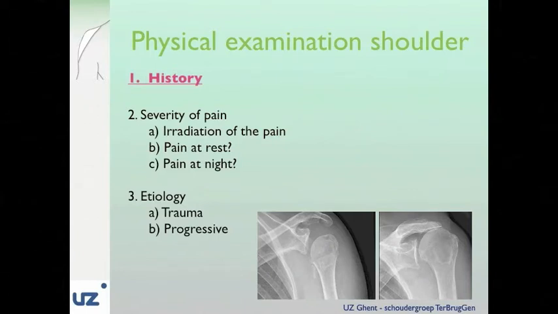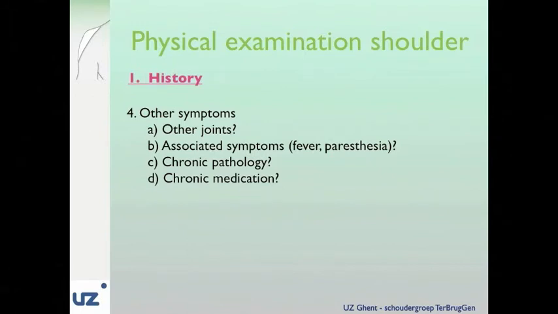It's also important to ask for symptoms in other joints and to see if there are associated symptoms like fever and paresthesias. The patient has to be asked for chronic diseases, for example diabetes and thyroid problems, because some shoulder pathologies are being seen more frequently in this group of patients. Also, evaluation of chronic medication like anticoagulantia is necessary, certainly when planning surgery.